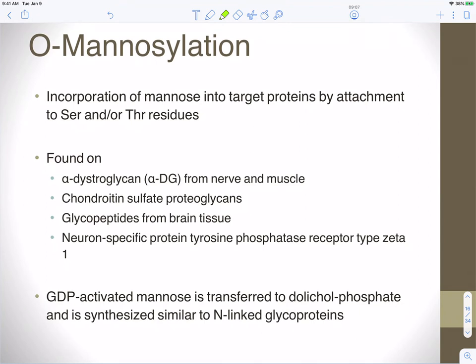O-mannosylation is the incorporation of mannose into proteins, and this is, again, attached to serine or threonine residues because of the O. These are found on alpha-dystroglycan and other glycoproteins, many that are involved in neural tissue. The GDP-activated mannose is, in this case, transferred to dolichol phosphate and is synthesized similarly to N-linked glycoproteins.